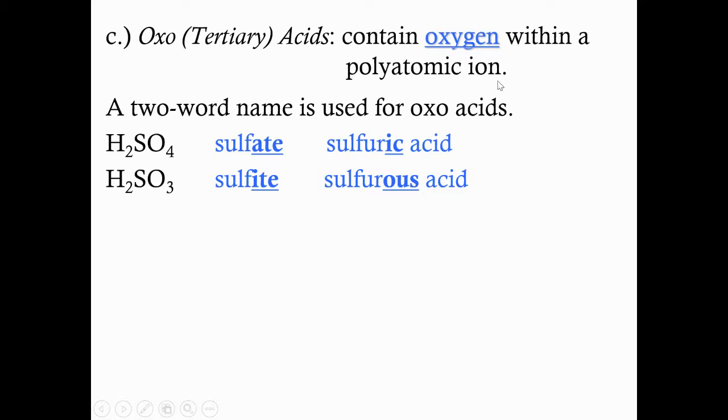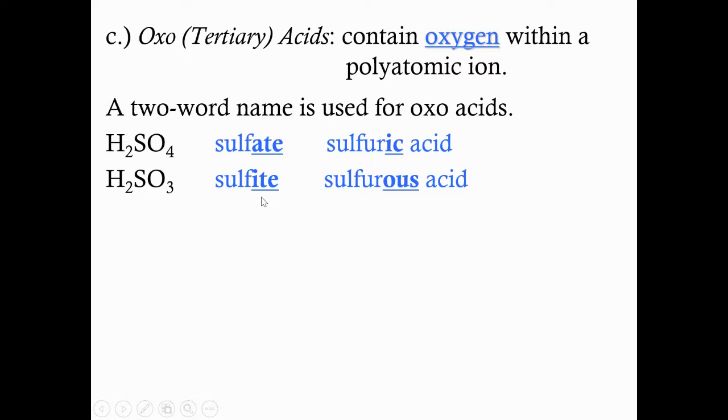These acids almost always contain oxygen as part of a polyatomic ion. We also use a two-word name for these oxo acids, but it does not begin with hydro. It's not hydrosulfuric or hydrosulfurous. It's just sulfuric or sulfurous. So the name is based on the name of the polyatomic ion, but we don't use it exactly the same. So H2SO4 is not called sulfate acid. It's called sulfuric acid.